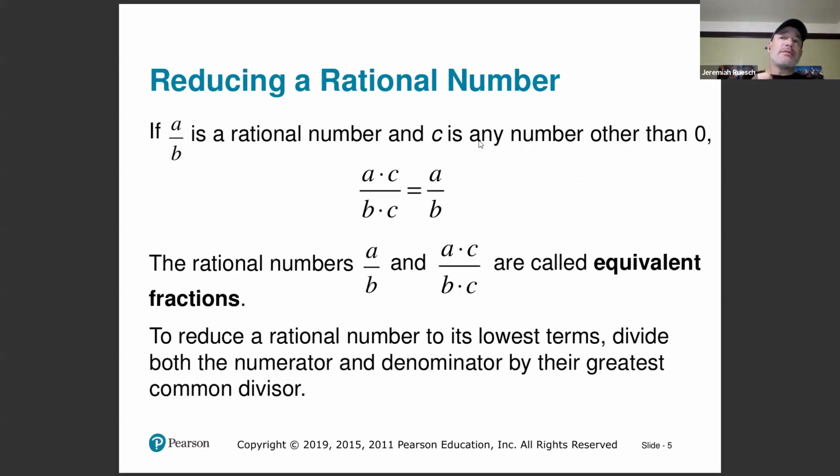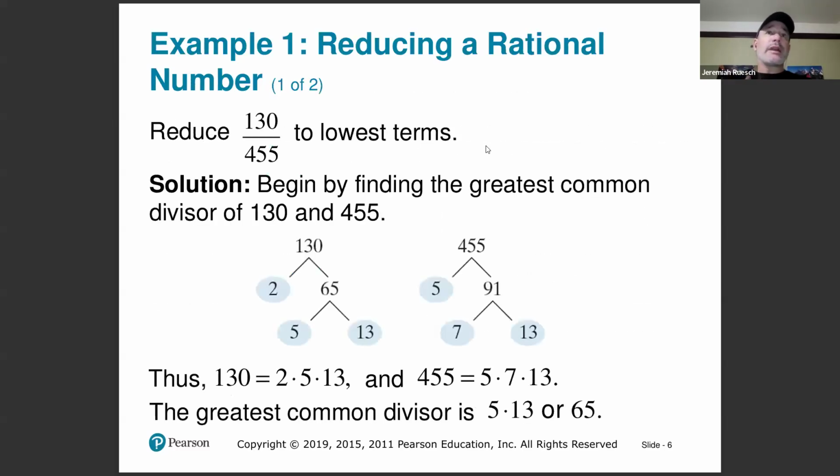Reducing a rational number means that we can find a common factor of a times c and b times c and reduce it. In other words, those two common factors of c will reduce to 1, and so we are left with just the values of a over b. All right, so let's look at an example.